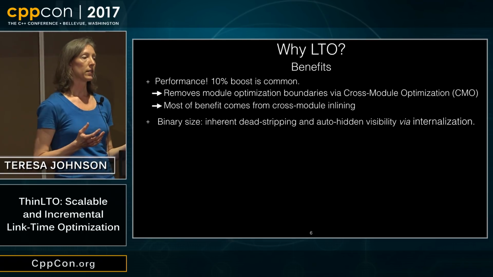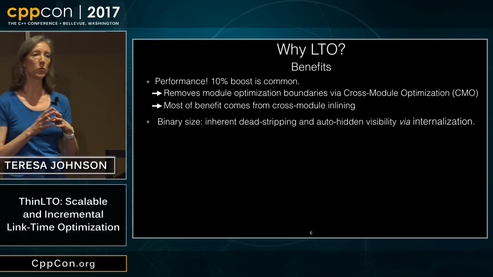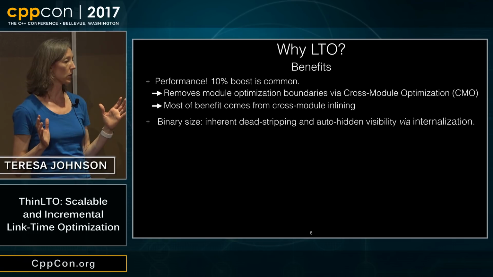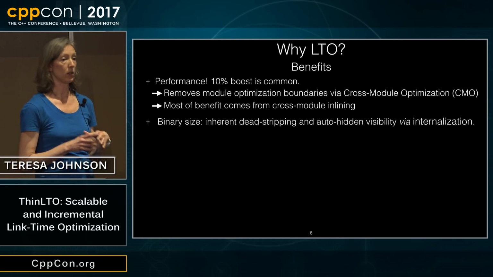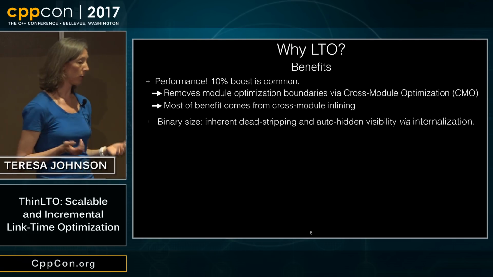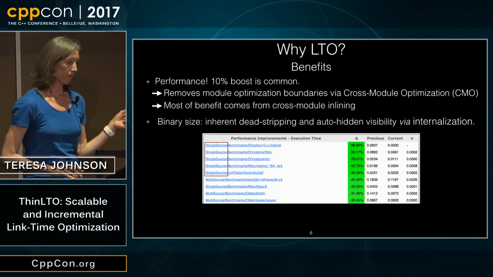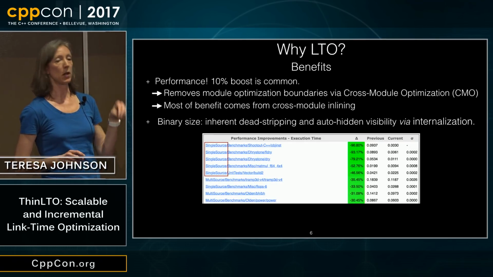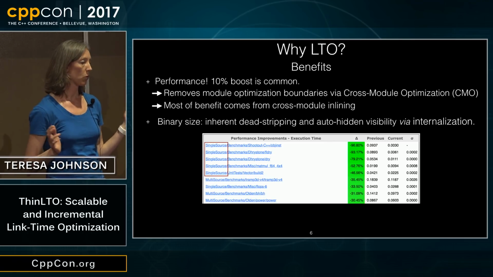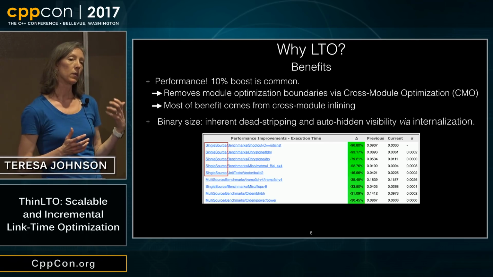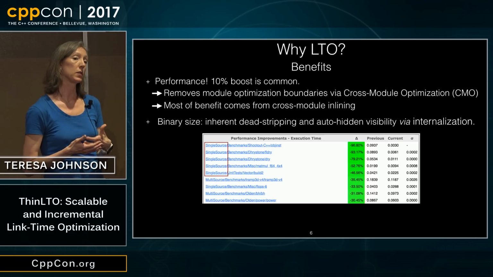And once we've internalized it, now we're basically telling the compiler that it sees all references to those symbols. And you can do some more aggressive things, like dead strip away things that aren't actually referenced, or auto hide symbols. And here are some speedup results for some benchmarks with LTO. The biggest performance improvement actually comes from single source benchmarks.